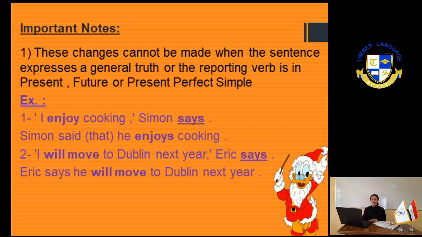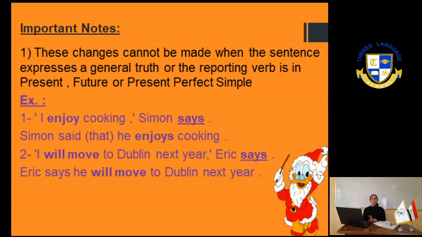For the next one: "I will move to Dublin next year," Eric says. Okay, Eric says that he will move to Dublin next year. What did I do? I just used the same tense that I am using in our sentence. Miss, I don't understand why you linked the two words with the tense of the sentence.